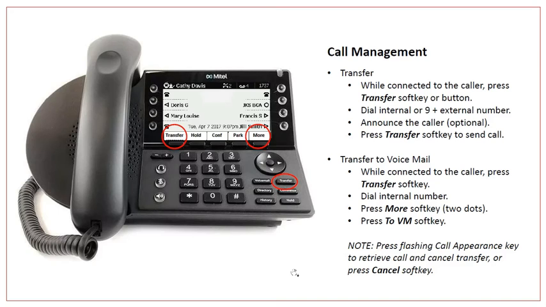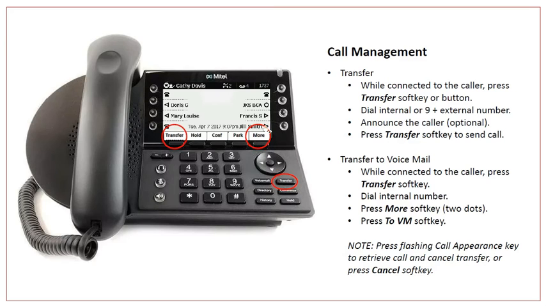If I want to transfer a caller to voicemail, I do have the to VM soft key option during the transfer process. The way that works is I will hit either my fixed or my soft key transfer, and dial the internal extension number where the caller is going to go.